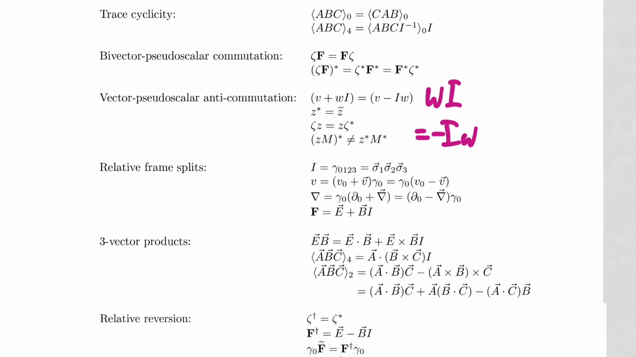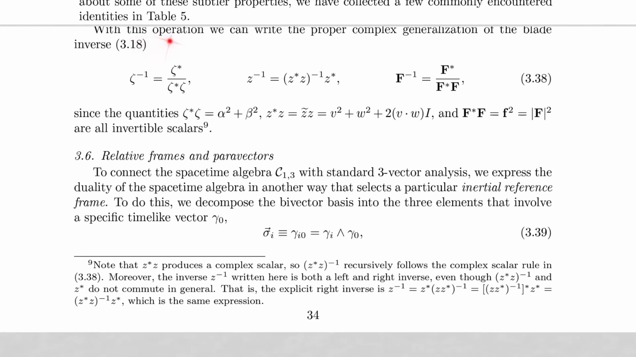Very nice. And now we just point out with this operation, meaning the complex conjugation operation, we can write the complex generalization of the blade inverse. So the inverse of the complex scalar is the conjugate of the complex scalar over the conjugate times the complex scalar itself. So that deserves a quick test.